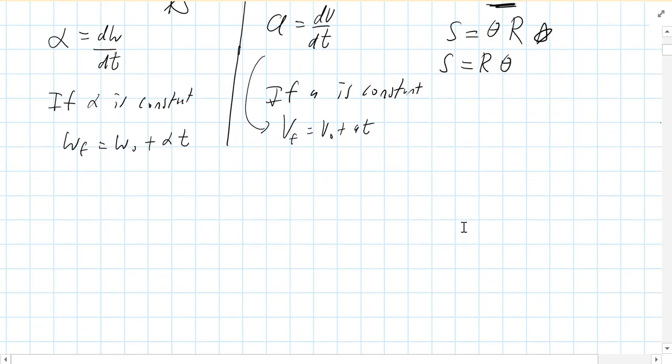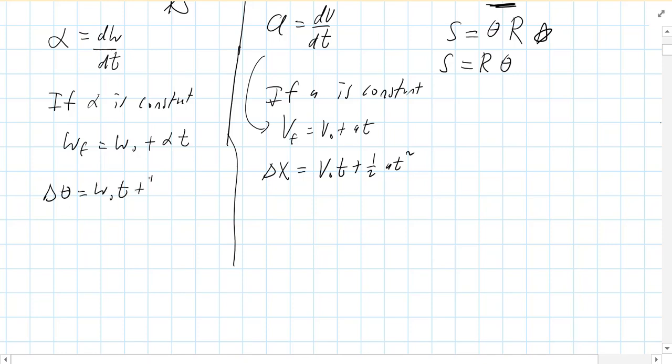So for instance, if alpha is constant or if acceleration is constant, we know an equation for an angular or linear system: delta x equals v naught t plus 1/2 a t squared. That's again if acceleration is constant. Well, if alpha is constant, we have delta theta equals omega naught t plus 1/2 alpha t squared.